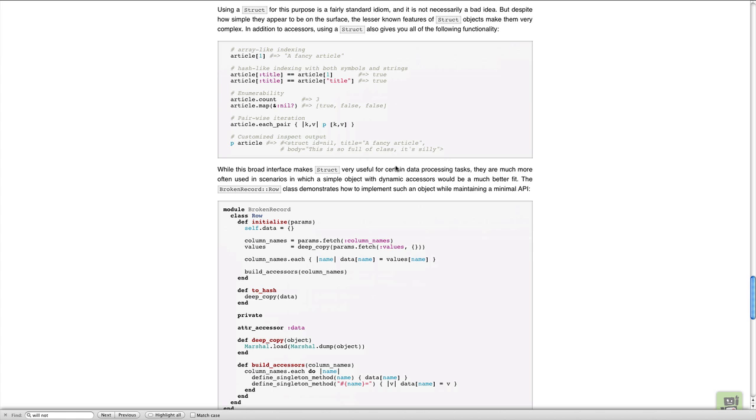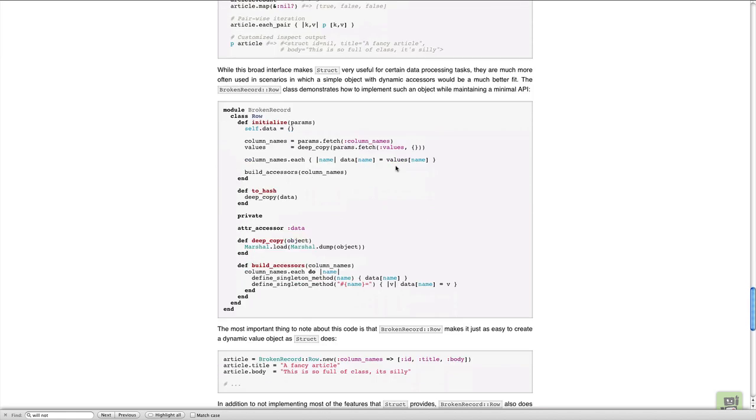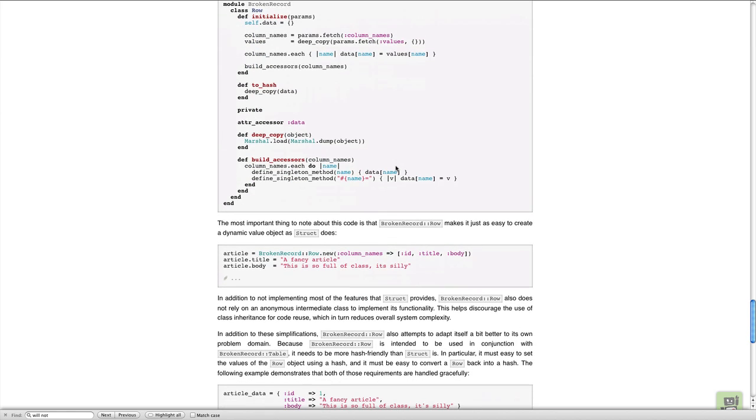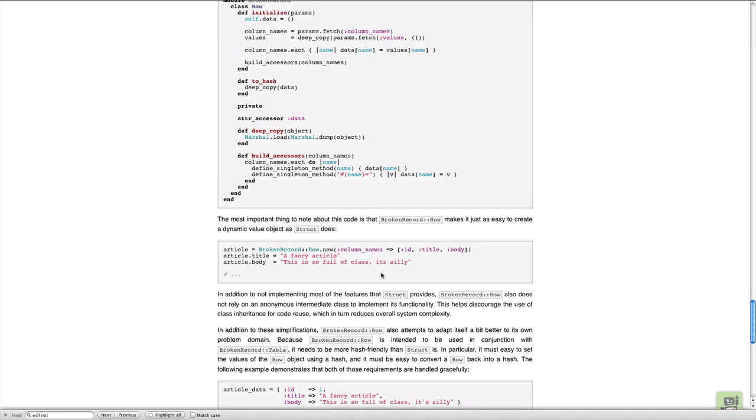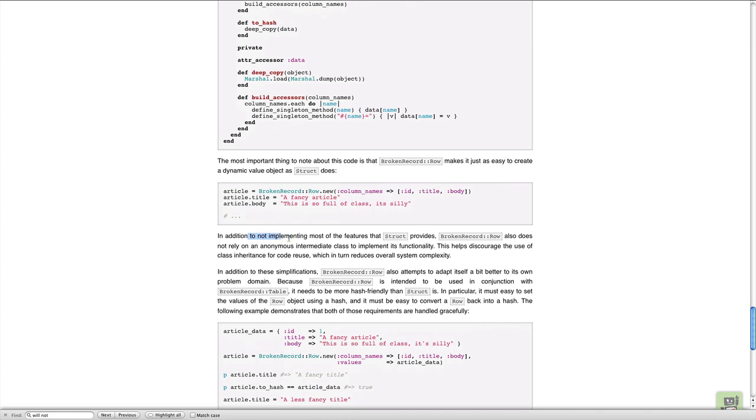The record row class demonstrates how to implement such an object while maintaining a minimal API. The most important thing to note about this code is that the record row makes it just as easy to create a dynamic value as a struct does. In addition to not implementing most of the features struct provides, record row also does not rely on an anonymous intermediate class to implement its functionality.